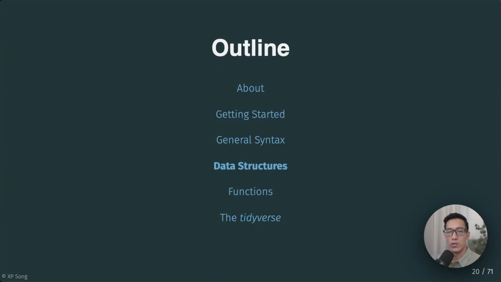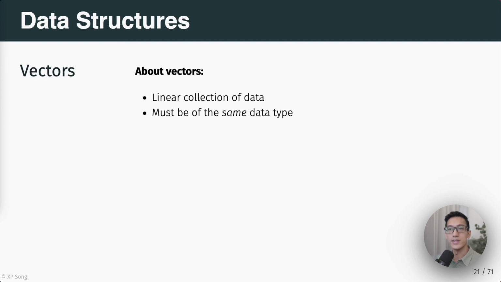So far in this course, we've talked about the coding environment and the general syntax for R. In this next section, we'll be talking about data structures. Firstly, a vector is a linear collection of data. All elements within a vector must be of the same data type.